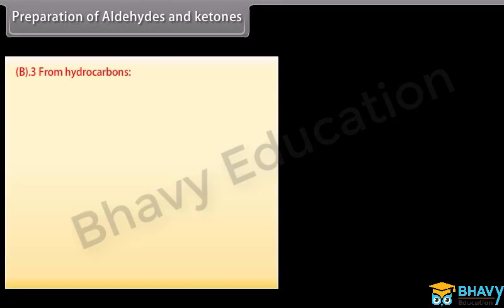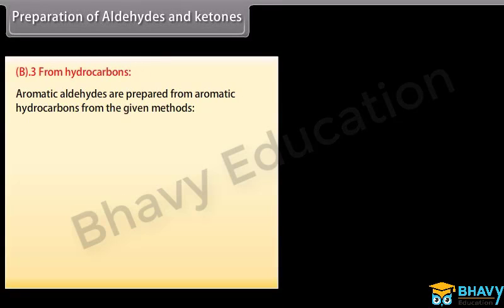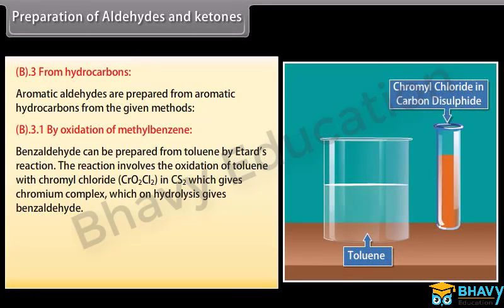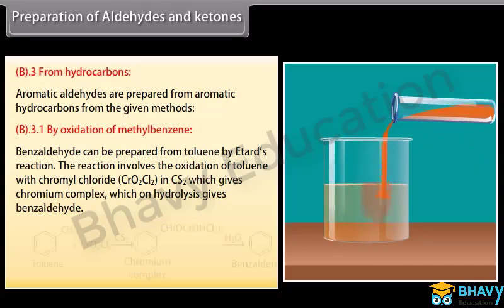Preparation of aldehydes and ketones from hydrocarbons. Aromatic aldehydes are prepared from aromatic hydrocarbons by the given methods. By oxidation of methylbenzene, benzaldehyde can be prepared from toluene by Etard's reaction.